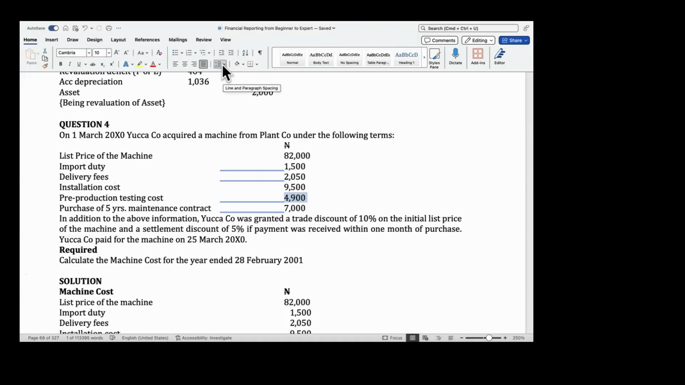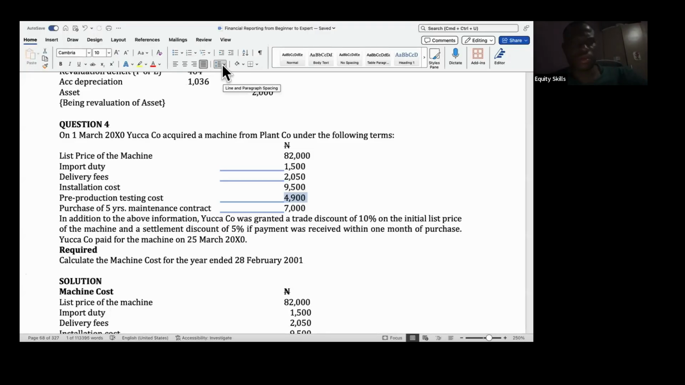Okay, Oliver. Sir, in addition to what he just said, the only thing that can make us not to capitalize the entire 4,900 is a situation whereby when we test run the machine and we get some samples, we make sales of those samples. Whatever we realize from the samples will now be deducted from this 4,900. That is the only thing that can make us not to capitalize the entire 4,900, based on what you explained to us last time. That's brilliant.